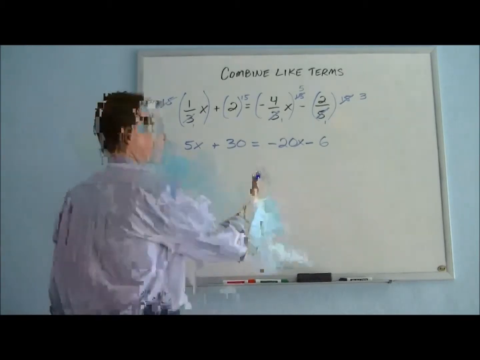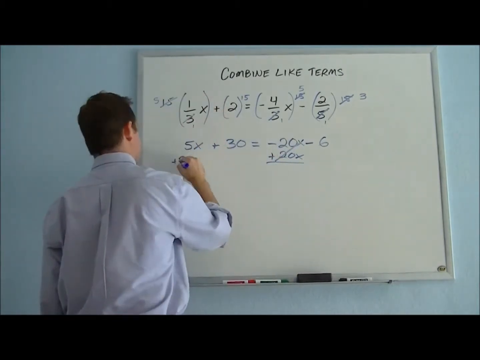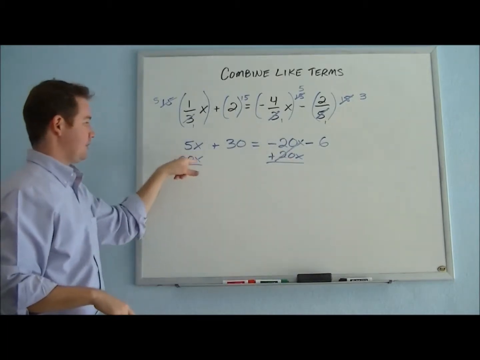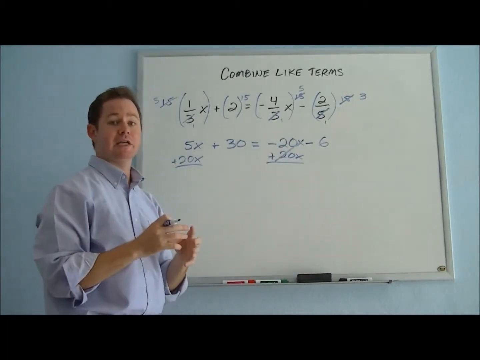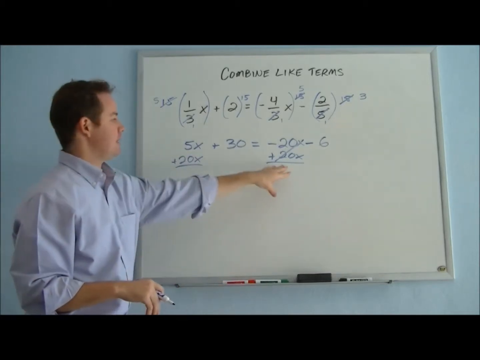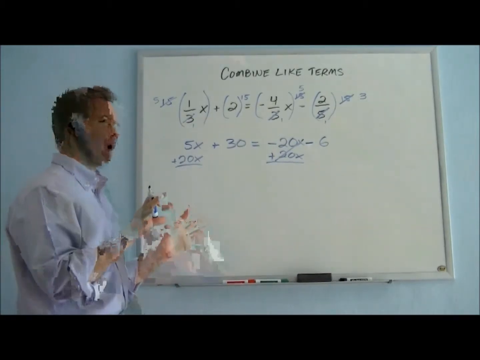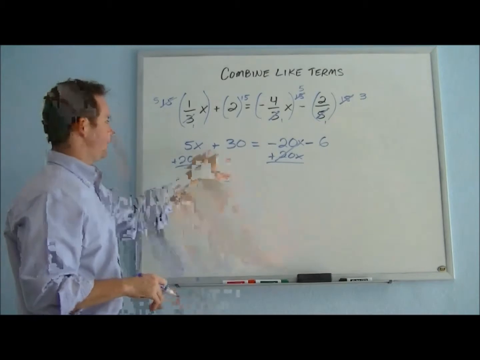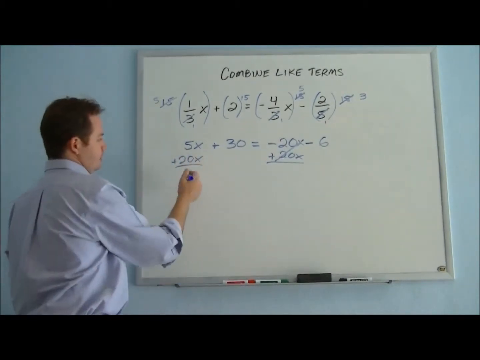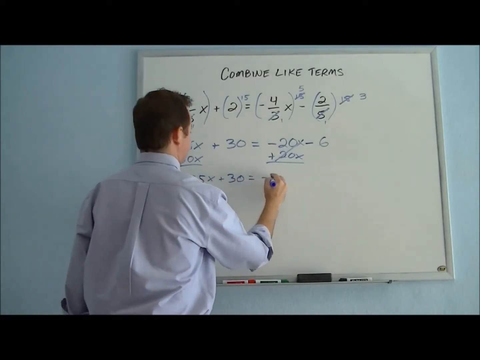Here we can bring the 20x over to this side. And it doesn't matter if you want to bring the 20x this way or bring the 5x over here. As long as you're combining the like terms with each other and doing the correct math, then your answer will be right. It doesn't matter which way you move each term. So don't worry about that when you're first deciding how am I supposed to set it up. It doesn't matter which order you approach the combination of the terms in. In this case, 5 plus 20 gives us 25x plus 30 equals negative 6.